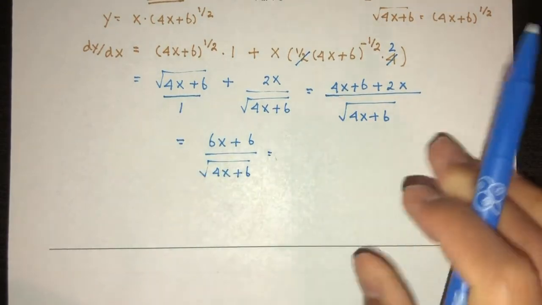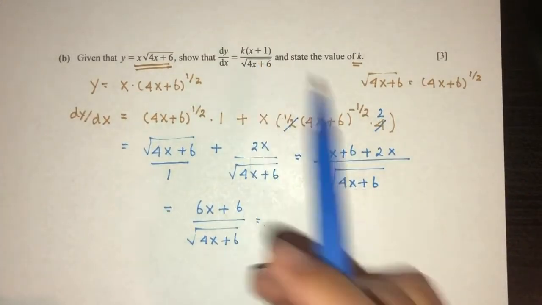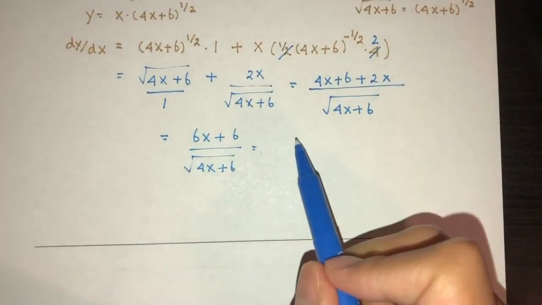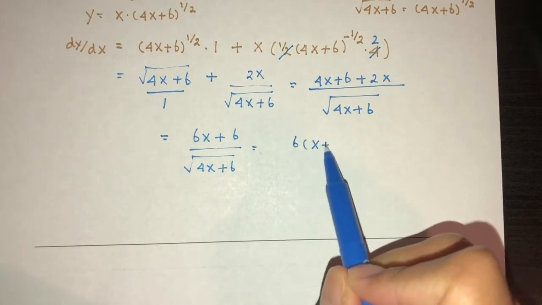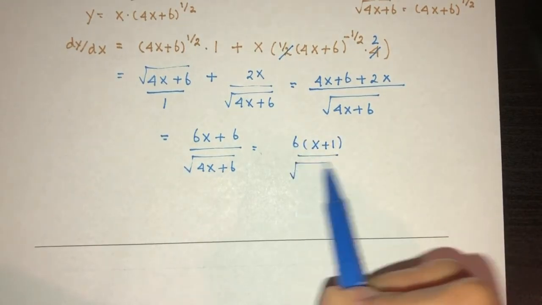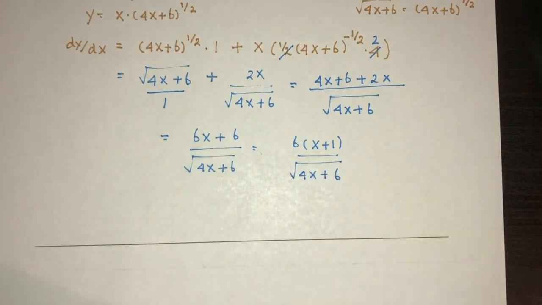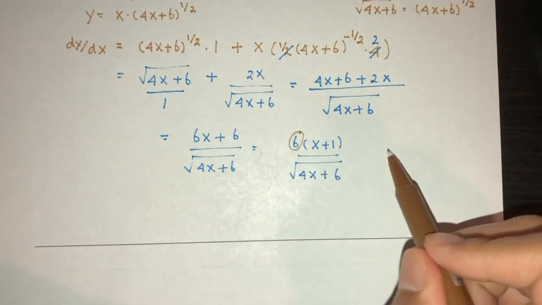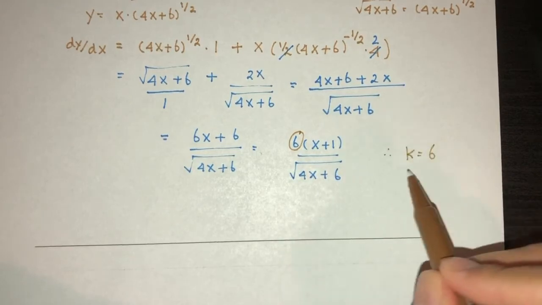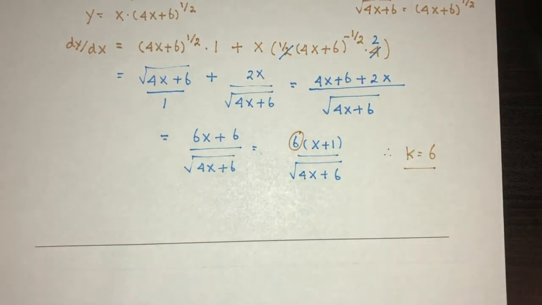Now, as you can see here, it is shown in this way, so we can always factorize 6 out. You will have x plus 1, and then below you have this 4x plus 6. Now, by comparing, you will see the value of k will be 6. K is 6. And that is your question number 3.